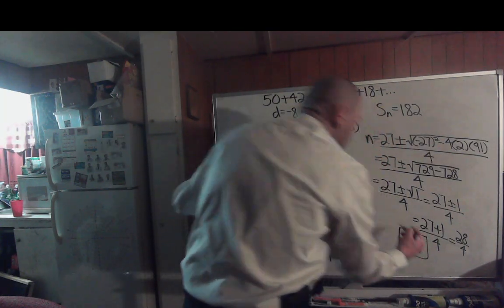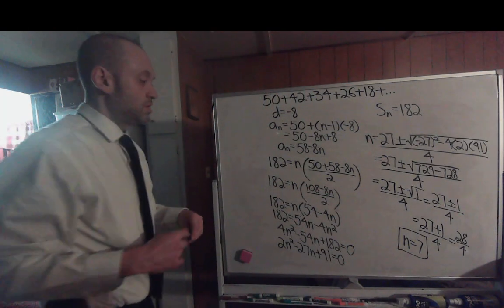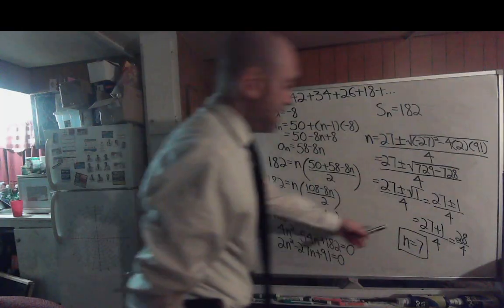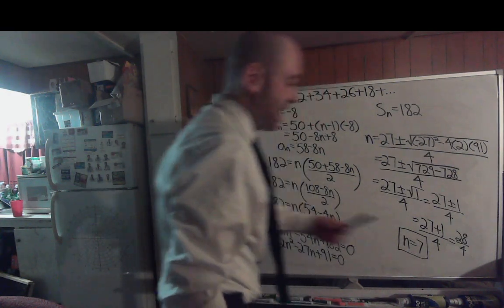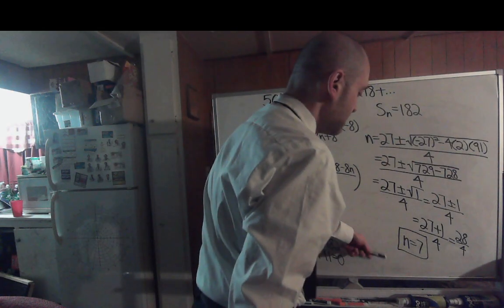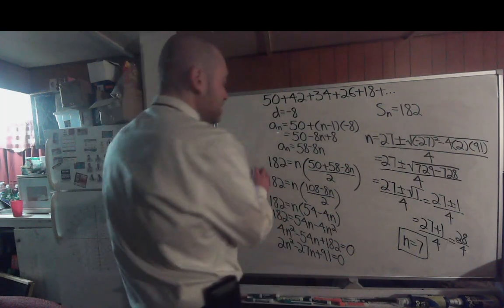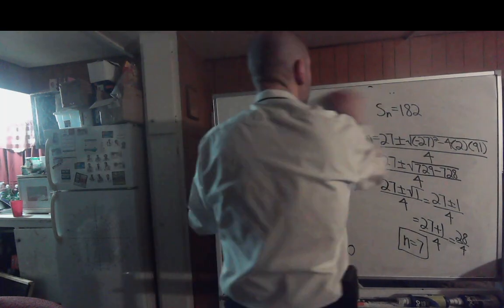So the sum of the first 7 terms would equal 182. So we can't have the sum of the first 6½ terms. That just doesn't work. It's going to be the sum of the first 7 terms. All right, I got 4 more.